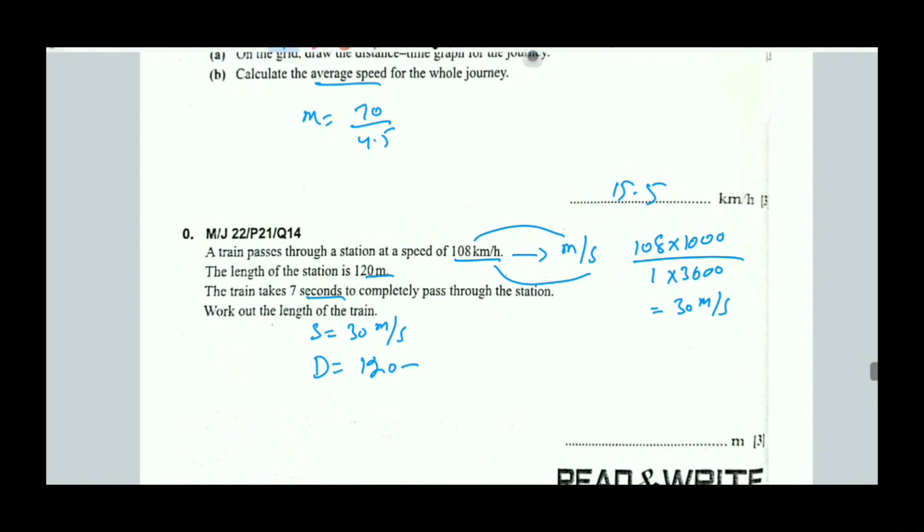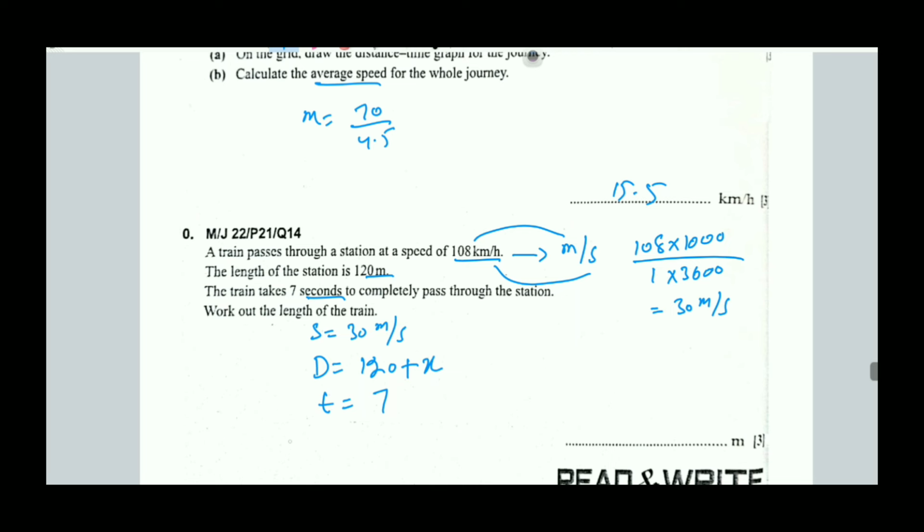So 120 plus the length of train will be the total distance. Again, the distance will be the length of station plus the length of train. Time is given in seconds, 7 seconds. We have already converted speed into meters per second because distance was also in meters and time was in seconds. Please don't forget to do the conversion here, otherwise the answer will be wrong.